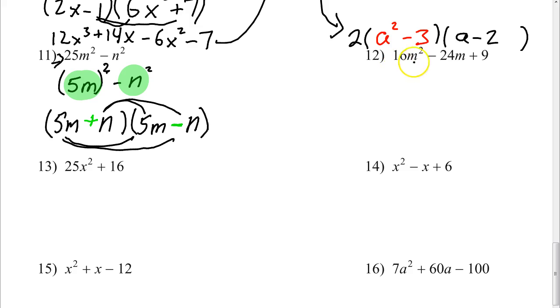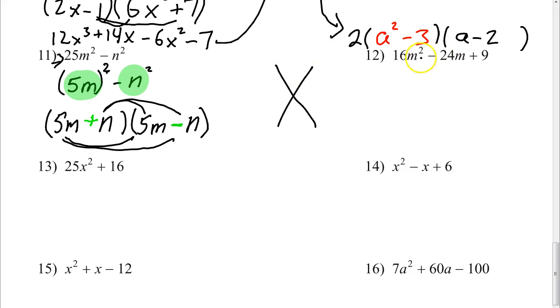All right, number 12. You can see some perfect squares here as well, 16 and 9, but we've got this middle term, so it's not going to be a difference of two squares. There is a little shortcut here if you're aware of it. If not, you can just look for the GCF. There's nothing that goes into 16, 24, and 9.